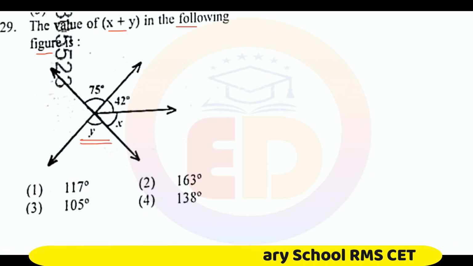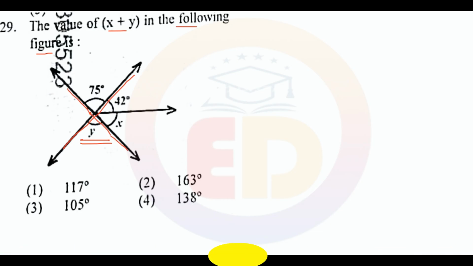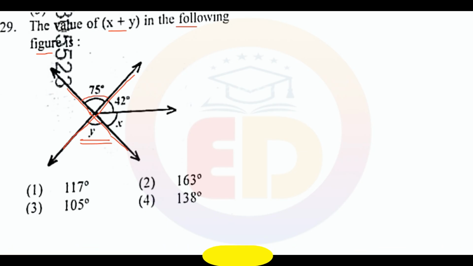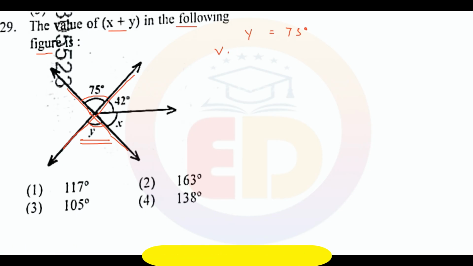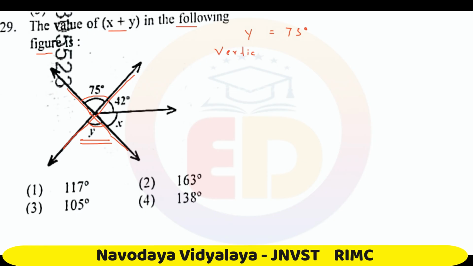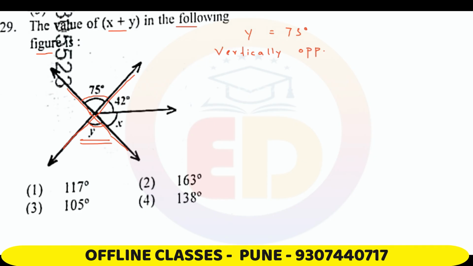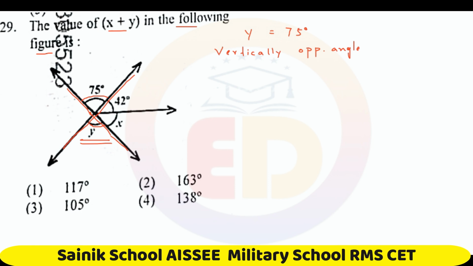To find out the value of y, you look at these two lines. These two lines are intersecting lines, and when these two lines intersect, the angle y and angle 75 will be equal by the property of vertically opposite angles. So the value of y will be 75.